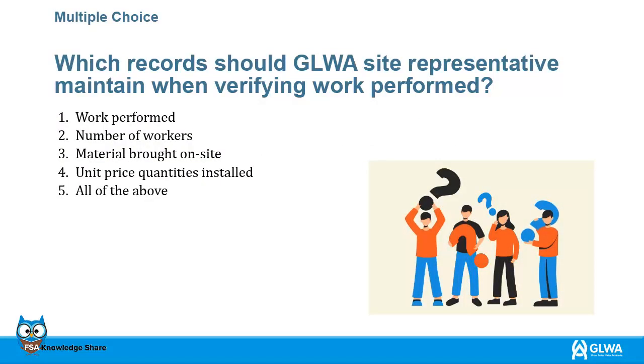On this slide is a multiple choice question. Which records should a GLWA site representative maintain when verifying work performed? 1. Work performed. 2. Number of workers. 3. Material brought to the site. 4. Unit price quantities installed. Or 5. All of the above? The answer is on the next slide.